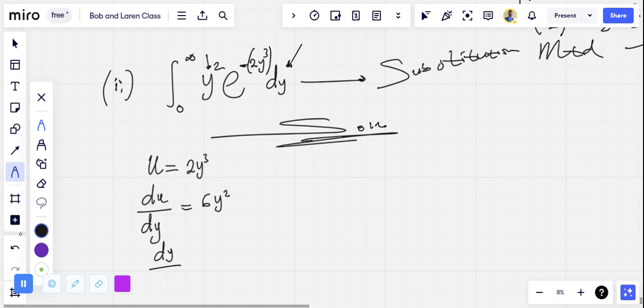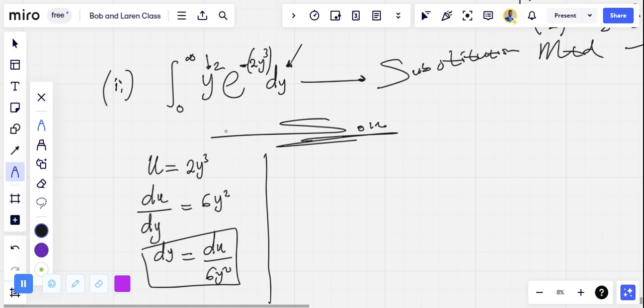You have dy equal to du over 6y squared. Now I already have this, so do I still need to make y the subject of the formula? I noticed that if I substitute dy as du over 6y squared, this y squared will cancel that y squared. So you don't need to go ahead and make y the subject of the formula and start stressing yourself. No.